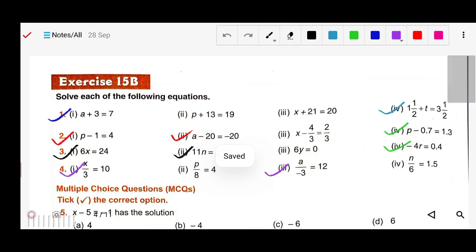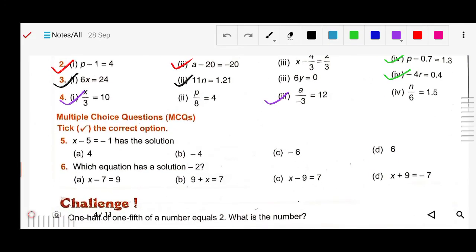Now next question, you can see number 5. You can do it very easily. X minus 5 equals 1 minus 1, so you have to find the value of x. So this 5 you can move to this side and then solve.